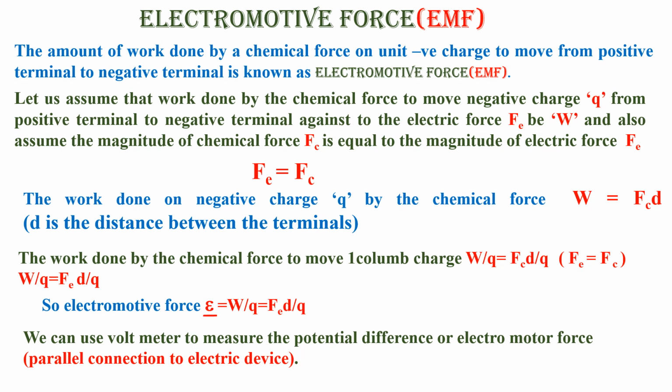And how do you calculate for one charge? For one charge, W by Q is equal to Fc D by Q. As I have told you, Fe is equal to Fc, so we can also write W by Q is equal to Fe D by Q. So electromotive force E is equal to W by Q is equal to Fe D by Q, and the unit is volt.